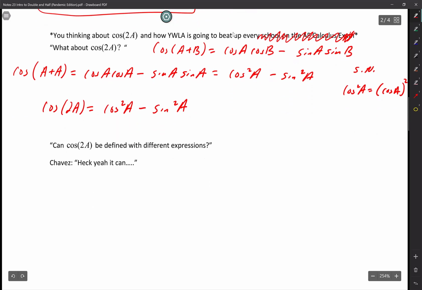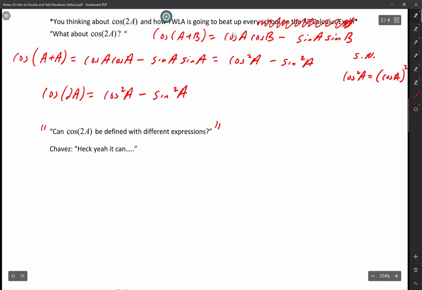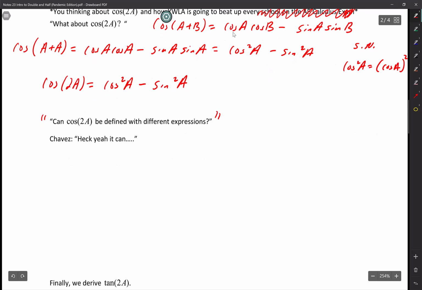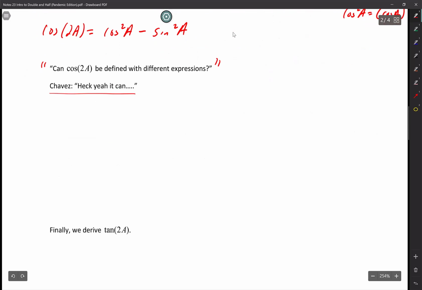All right, and then this is supposed to be you guys. You guys don't really ask many questions, but if you were here, maybe you would say, can cosine 2a be defined with different expressions? Heck yeah, it can. Oh, that was me. Okay, anyways, I'll stop.